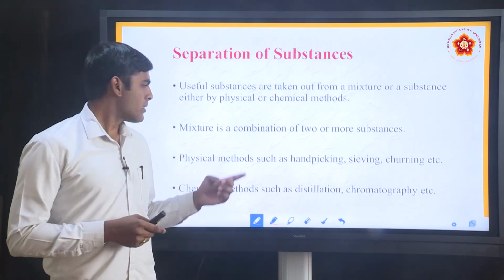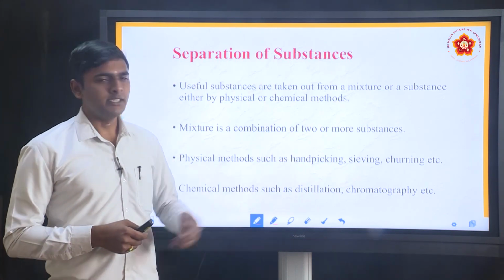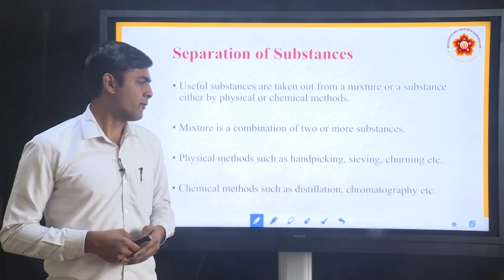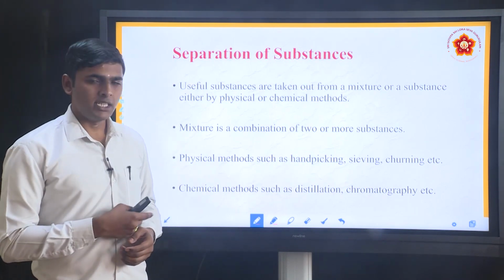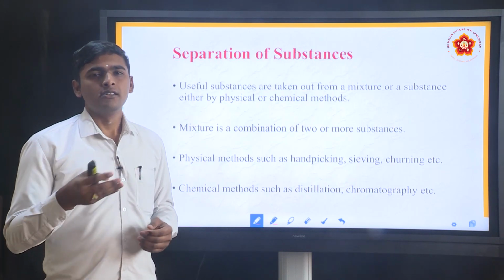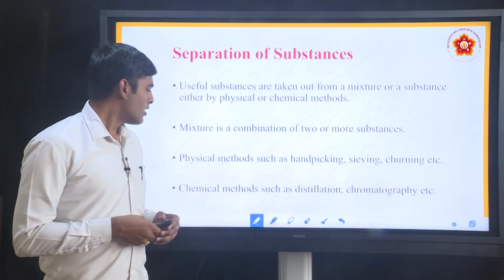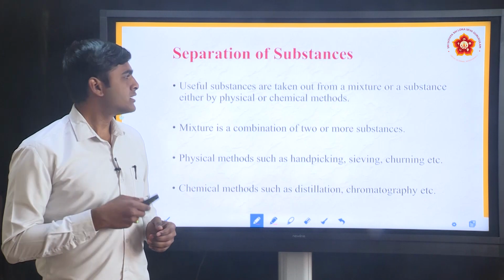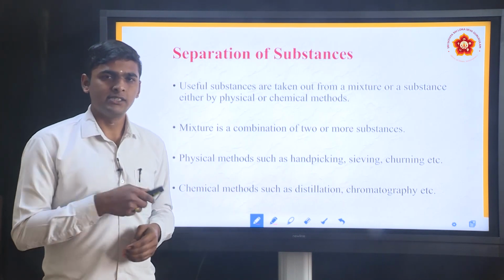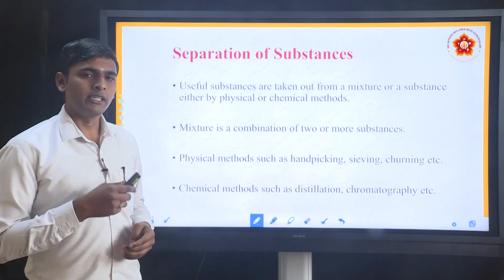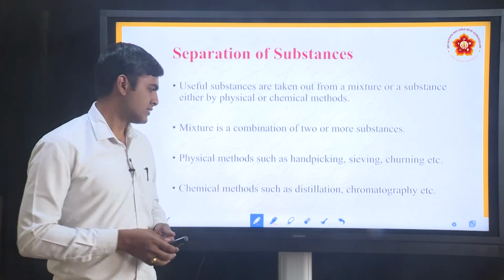Physical methods are hand picking, sieving, churning and so on. Chemical methods are distillation, chromatography and so on. Mainly we are going to study only physical methods in this chapter and in this class, and chemical methods will be dealt with in the higher classes.